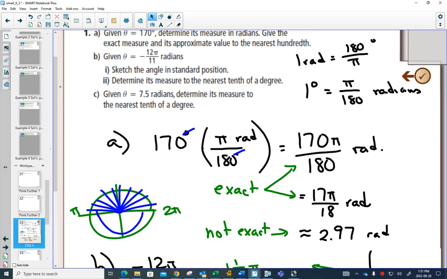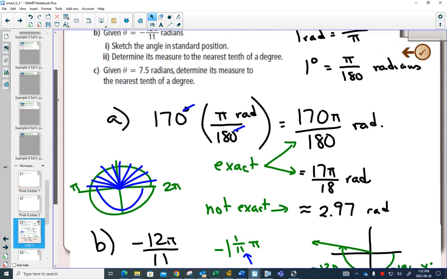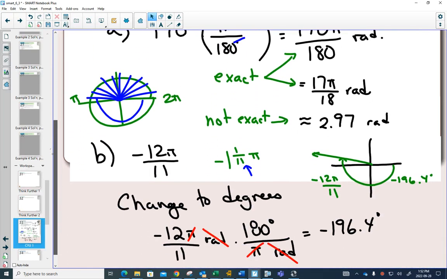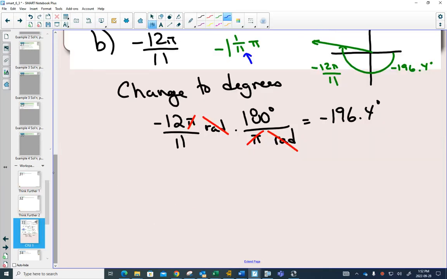So, did we answer everything in part B? Sketch the angle in standard position. We did that here in green. Determine its measure to the nearest tenth of a degree. We did that as well. We did that part first because we thought it would help us draw it, but now I've shown you that you can draw it just thinking in radians. Again, that's what we're going to want to do. We're going to want to be able to think only in radians or only in degrees and not have to switch back and forth over and over again. Okay?